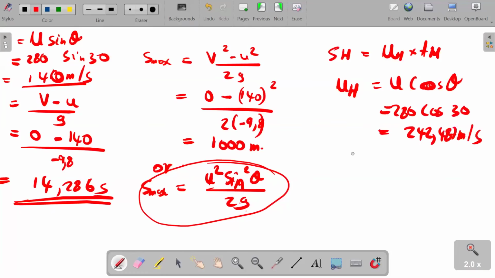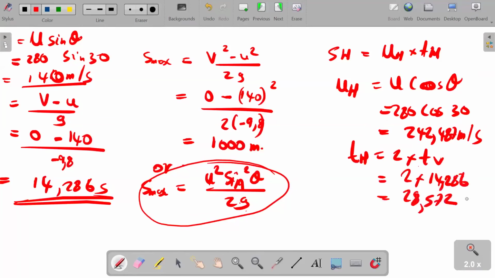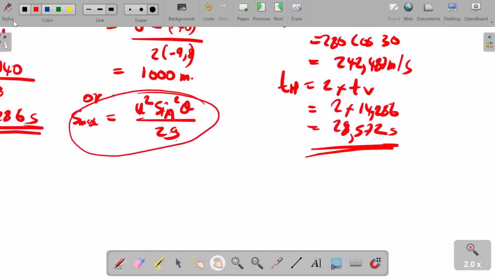Then we want also TH. Apparently TH is equal to 2 multiplied by TV, the time taken to reach the maximum height. So we simply take that time taken to reach the maximum height, 14.286, and multiply it by 2. We get 28.572 seconds. That becomes the time for the displacement, the range. So with that, we can then calculate SH.